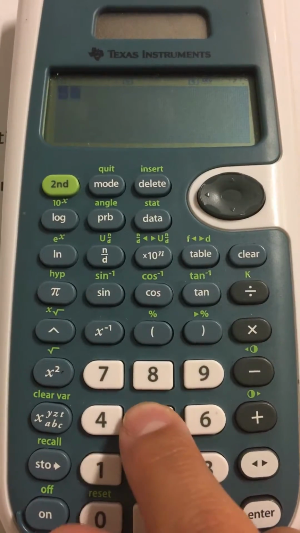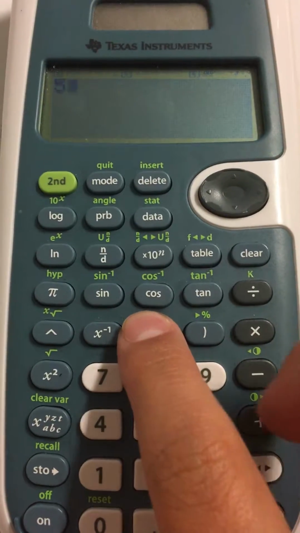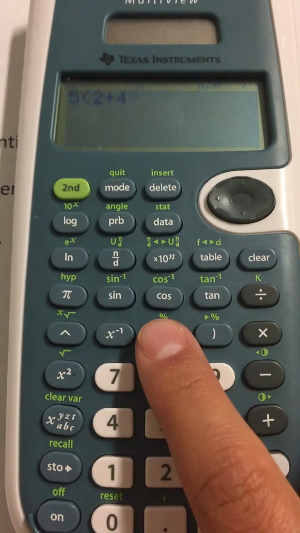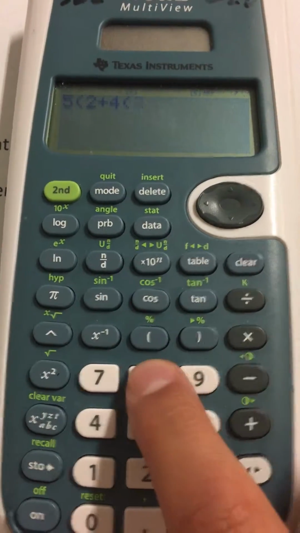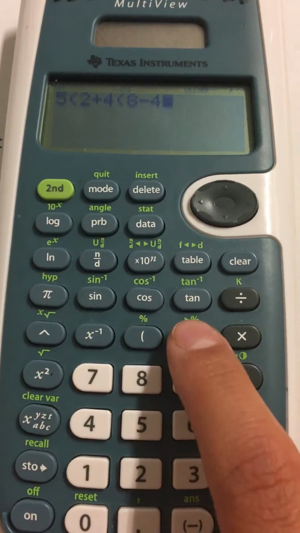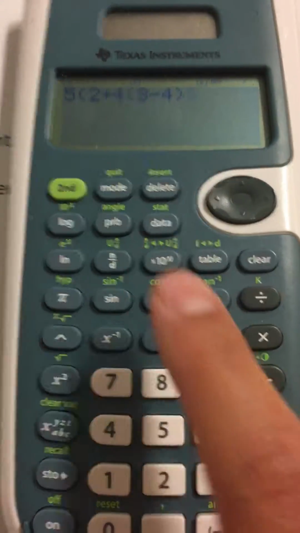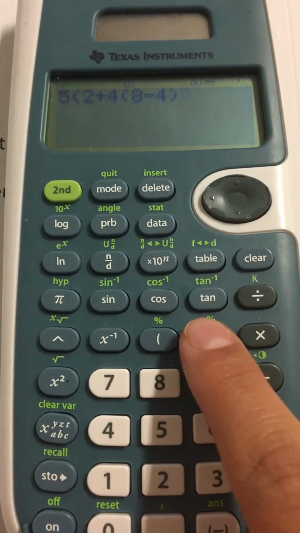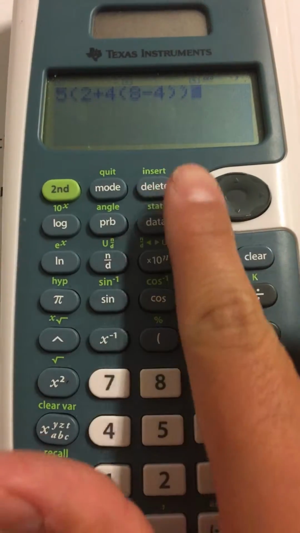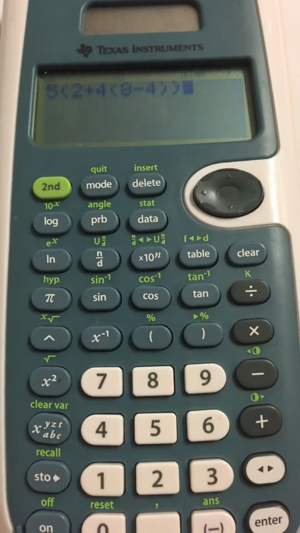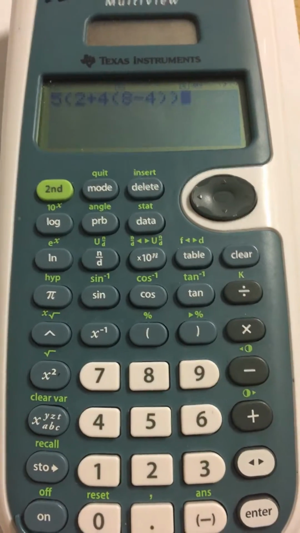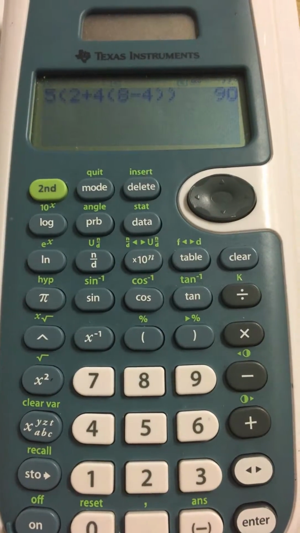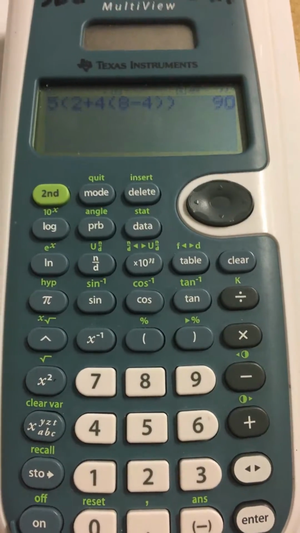So we're going to enter 5, enter the parentheses, 2 plus 4. Now we're going to enter another parenthesis, 8 minus 4. So since we have the parenthesis here on this side, we need a second one to close off the entire equation. If you don't enter that second parenthesis there, it will read it as an error. So once you have this all entered in, press enter and it should give you the answer of 90.